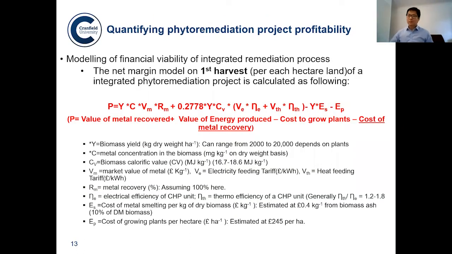Okay, so once you consider all those aspects, we developed this very simple financial viability formula. It looks complicated here, but really it calculates the profit by adding the value from metal recovery plus the value from energy produced during the process and minus the costs, for example, costs to grow plants and costs for metal recovery, etc. Okay, so I don't want to go into detail about how those are calculated, but this is basically the concept.